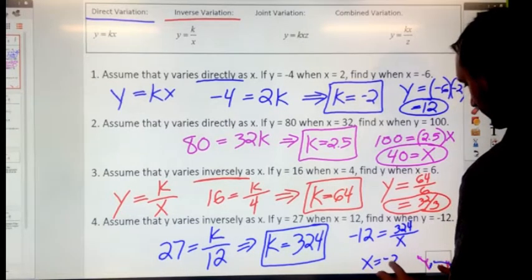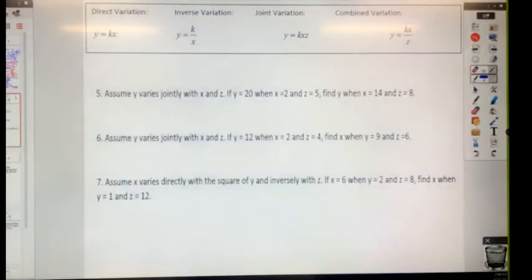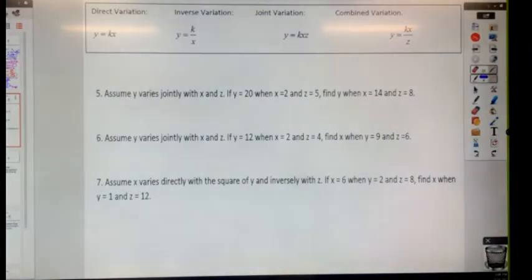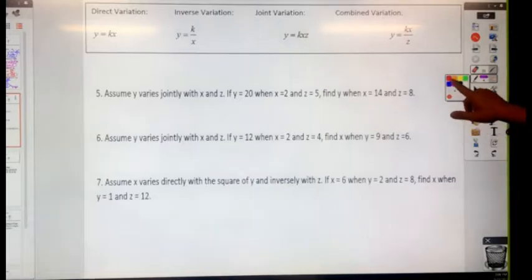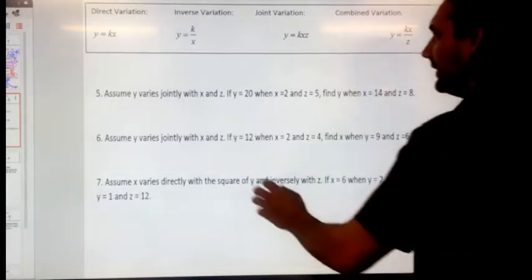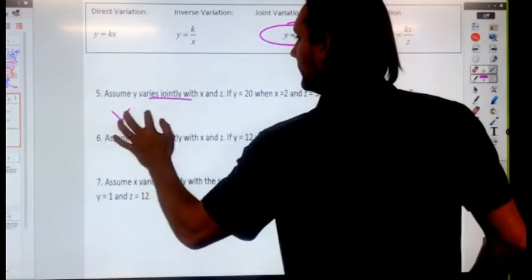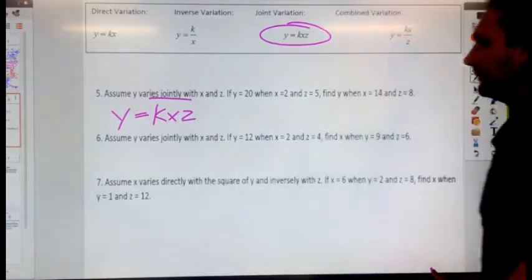I did it like that, the same method from above. So let's look at the other two types. Assume y varies jointly with x and z. If y is 20 when x is 2 and z is 5, find y when x is 14 and z is 8. So we've got a little bit more variables here. The keyword to point out is jointly. So we're using y equals kxz.